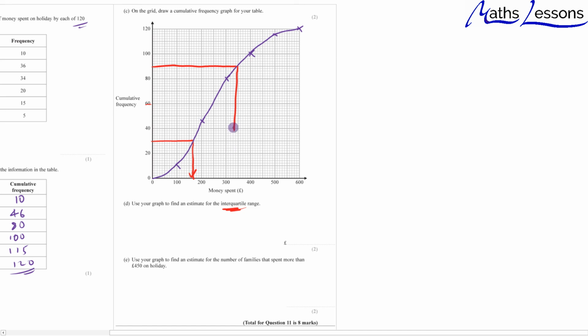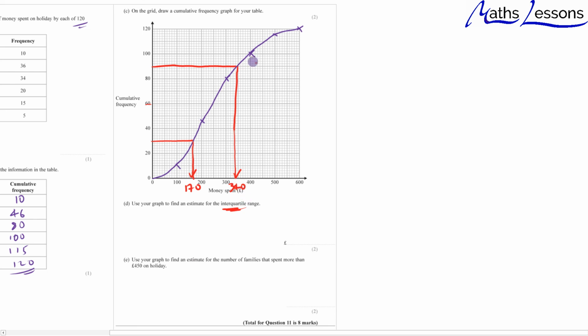I want to go down this. I just made a little mark. I want to finish up there. Without a ruler, that's my best effort. So what we get is this value is about 170 here, and this value here is about 350, 340 on mine. Okay, it might be 350.